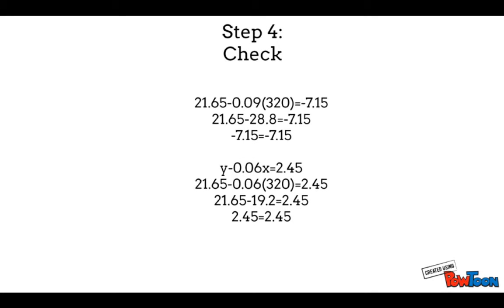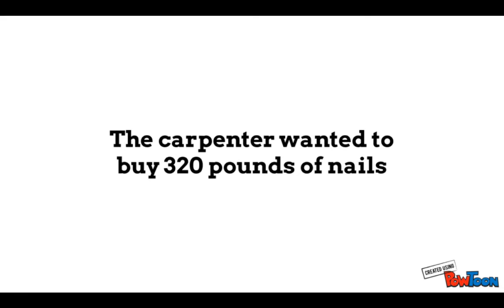Step 4 is to check. I checked with both equations to make sure that I was correct, and both of them were correct. So now I know that the carpenter wanted to buy 320 pounds of nails.